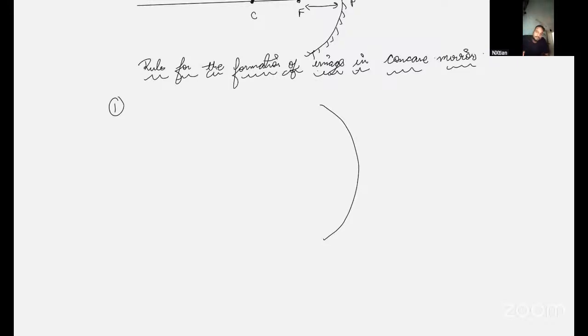Which mirror is this, Reena? The concave. It's a glass. It's not a mirror because there is no polish. We have to check the polish. Okay.